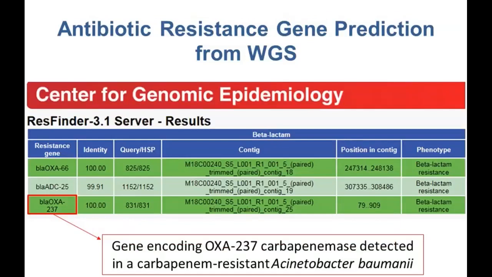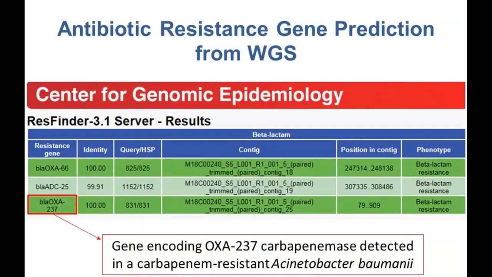Next, we predicted antibiotic-resistant genes from whole genome sequencing. The tool utilized searches a database of antibiotic resistance gene sequences and finds matches. From this, we found the gene for OXA237, which is a rare OXA variant with carbapenemase activity.